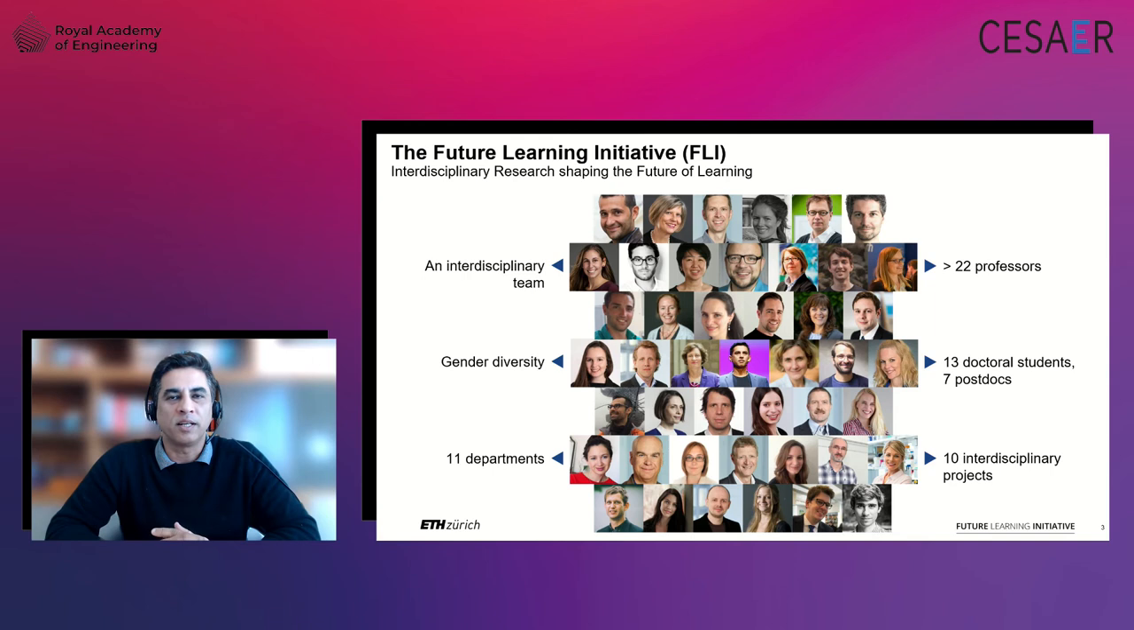And we have diversity in terms of the domains as well, because the idea is that the future of learning will be shaped not alone by cognitive scientists or learning scientists, but by the involvement of all STEM professors, computer scientists, mathematicians, biologists, architects, and so on and so forth. So it's a highly interdisciplinary project, university-wide, and a number of projects are going on. I'm going to focus on three of them.